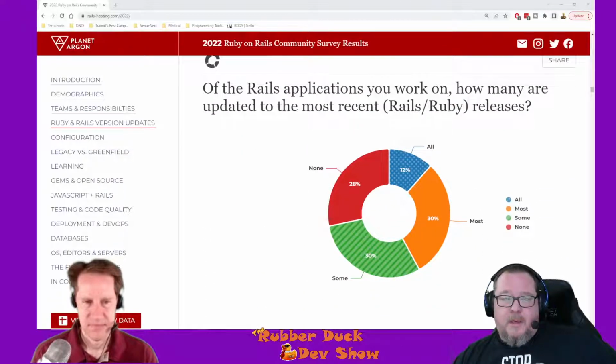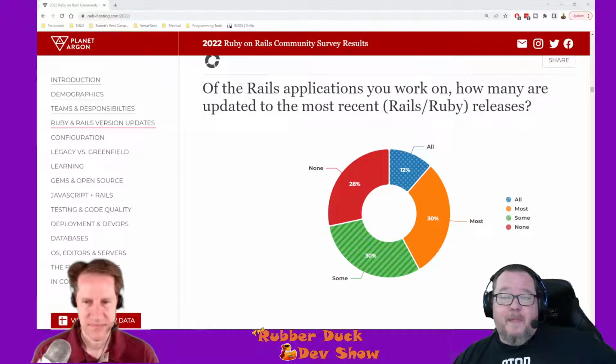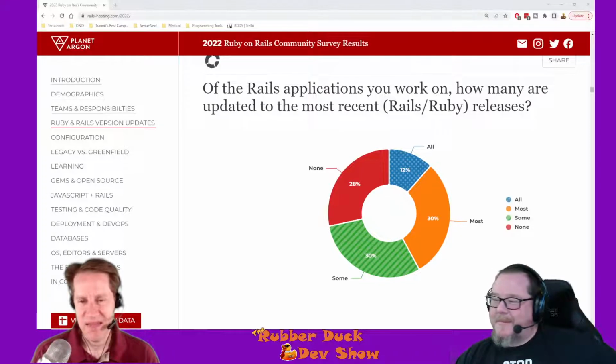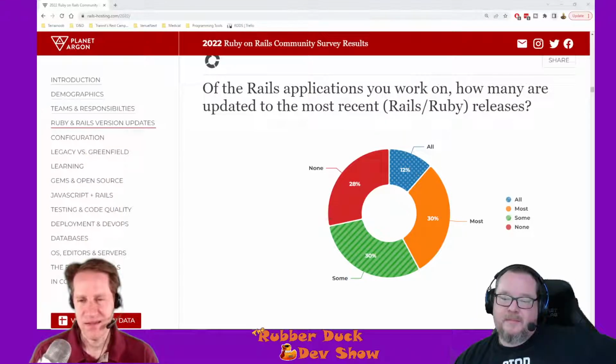Oh, what Ruby on Rails versions? Oh, this should be fun. How many are updated to the most recent Rails Ruby release? None. Now, what's interesting about this is that it means they're implying Rails 7, which is pretty recent. I don't know when the survey information was collected, and that would mean Ruby 3.1. And I would be in the none category here too.